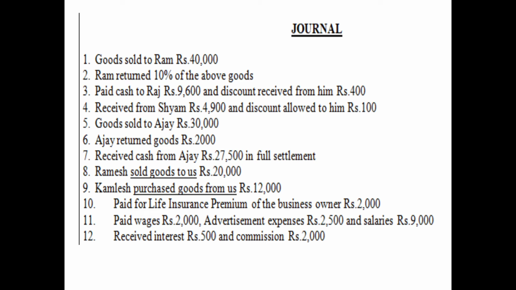Then point number 12, received interest 500 and commission 2000. Again, here interest and commission are nominal accounts. These are being received. That means interest account will be credited, commission account will be credited. But in both the cases, one thing is common, that being nominal accounts, it will be assumed that these are received in cash. Cash is coming in. So we can pass a combined entry, cash account debited 2500, that means a total of these, to interest account 500, and to commission account 2000.